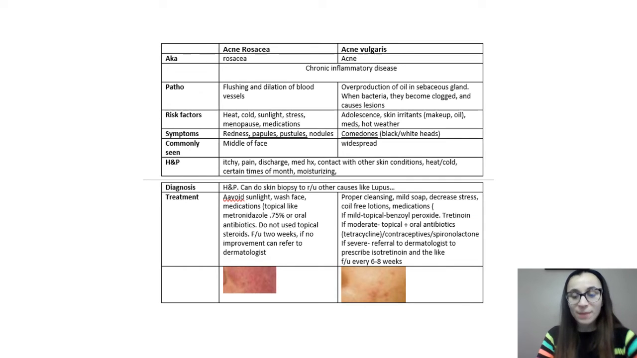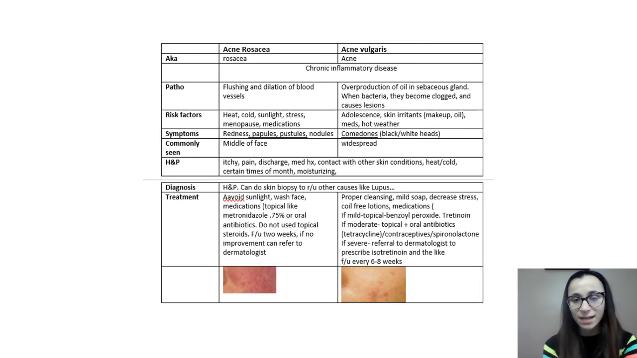Now we're going to compare the two types of acne, acne rosacea and acne vulgaris. Acne rosacea is also called rosacea. Acne vulgaris is also called acne, like the acne that you commonly see on your skin. They're both chronic inflammatory disorders. The pathology behind them is that acne rosacea is flushing and dilation of the blood vessels, and acne vulgaris is an overproduction of oil in the sebaceous glands. So basically bacteria clogs there and causes the acne.